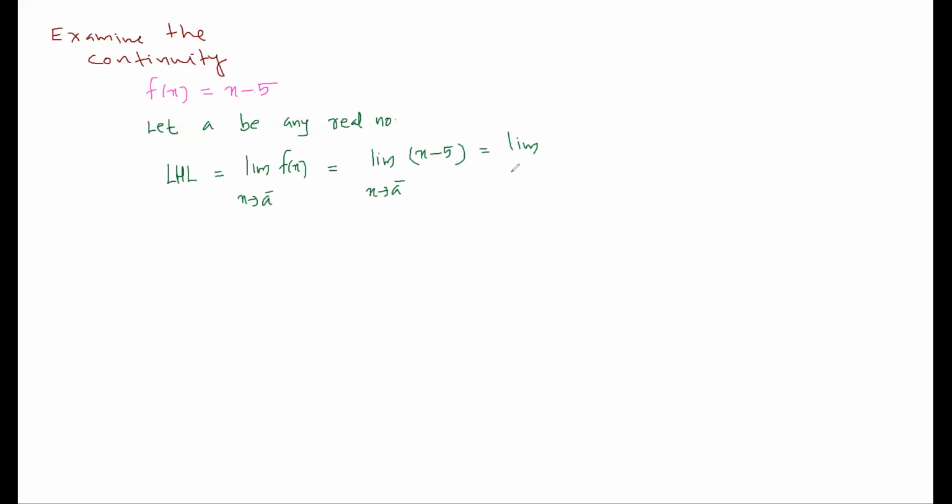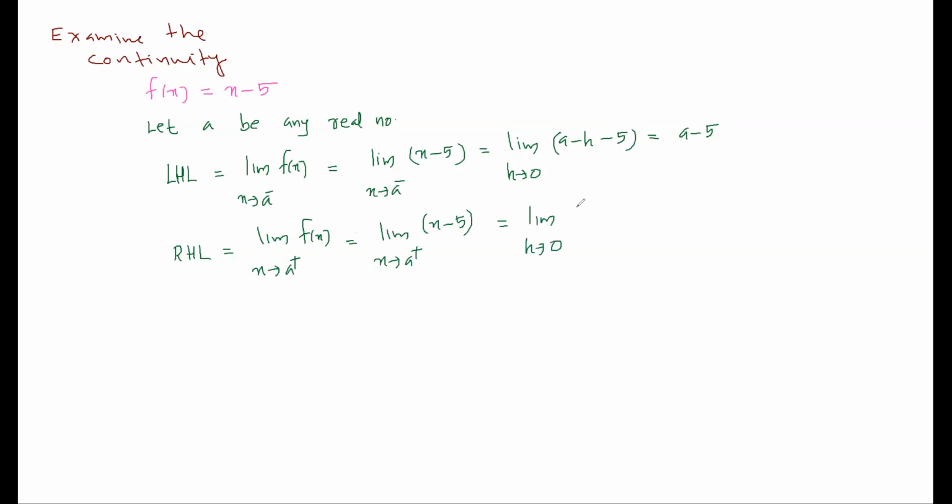Just in this problem, I will show you the left hand limit and right hand limit. You can give h goes to 0, in place of x put a minus h, and minus 5. Now h goes to 0, this will go to a minus 5. Now the right hand limit is equal to the limit of this function as you are approaching a from the right side, that is the positive symbol. That means the limit of x minus 5 as x approaches a from the right side. For the right hand limit, I told you the technique, h goes to 0, in place of x put a plus h, so a plus h minus 5. Then h goes to 0, it will go to a minus 5.